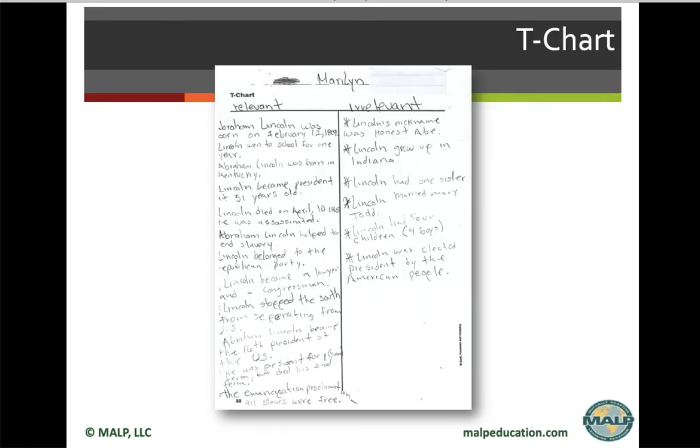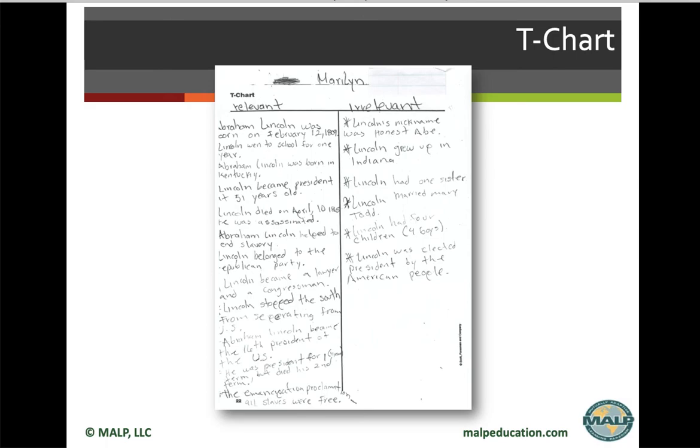Now, this is the other T-chart. So in this T-chart, now that they're familiar with doing the T-chart from the whole class activity, they now individually have to take the information they learned about Lincoln from their web quest and place it in the correct column. So do you see what they're getting at here? What is she trying to teach them here?